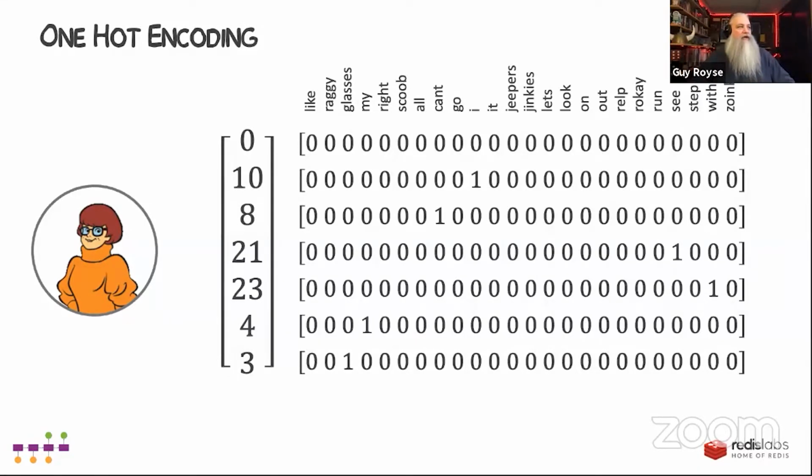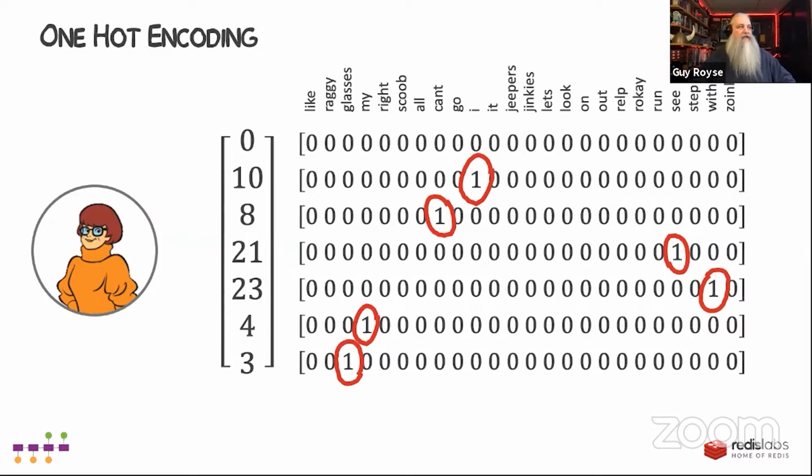And all we do is position 1 in there is a word like Reggie, glasses, my, right, Scoob. They're each one of these words. And we just put a 1 in the column that corresponds to that word. And the rest of them remain 0. So the value that's hot gets the 1 in it, and the rest are 0. So it's one hot, right? The hot column gets the 1 to encode these words. And so the number 10 goes to I, the number 21 goes to C, et cetera, et cetera.